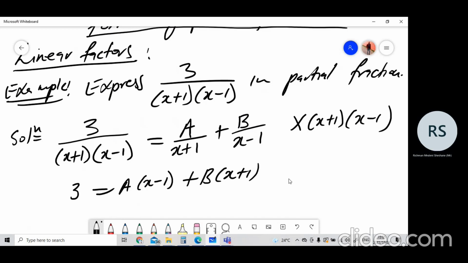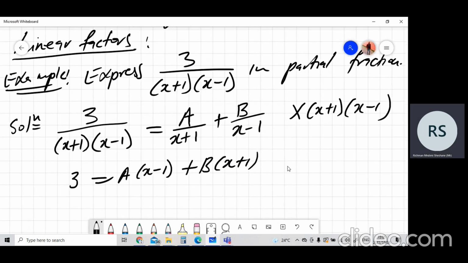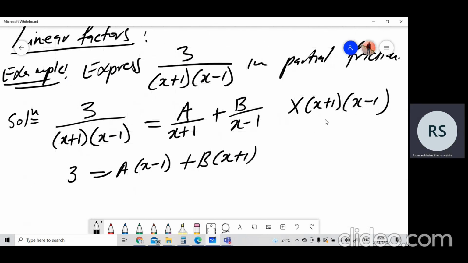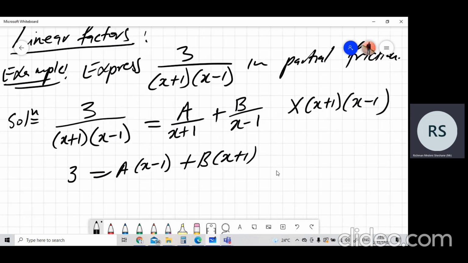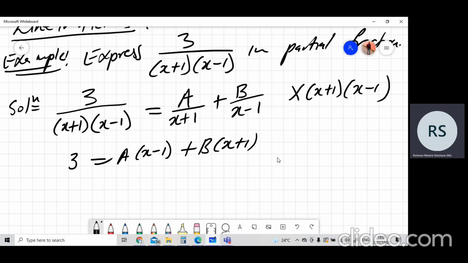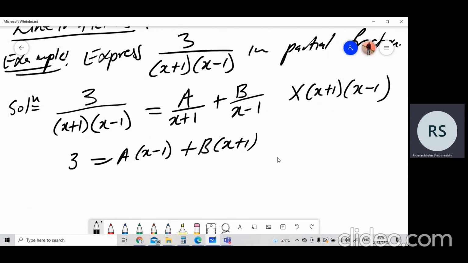Okay. So after you form your partial fraction, multiply by the LCD. And then the next step, you need to understand that x can be any number here, all right? So you just choose x first such that it cancels each term or each bracket, okay? You choose x such that it makes each term 0 or each bracket 0, right?